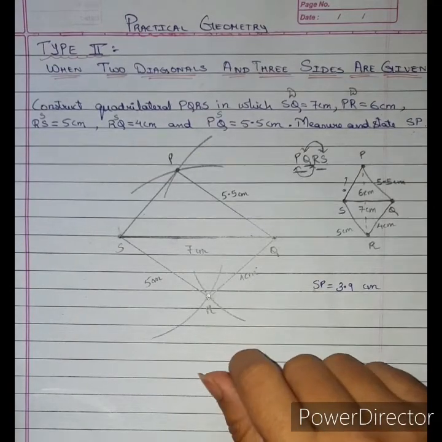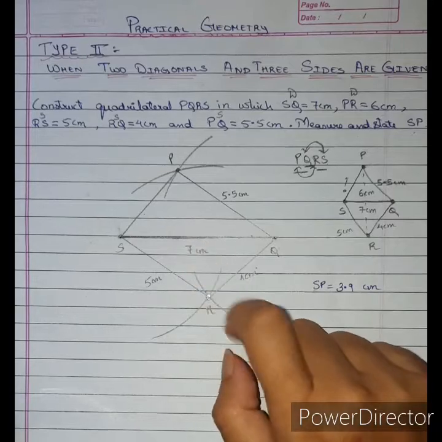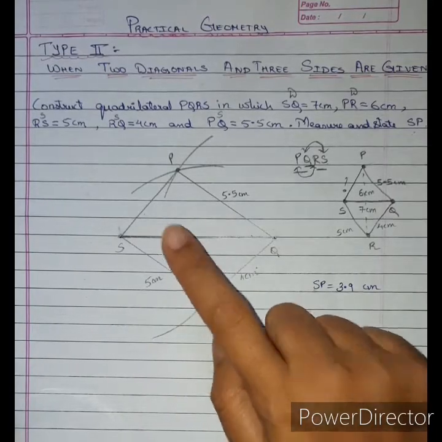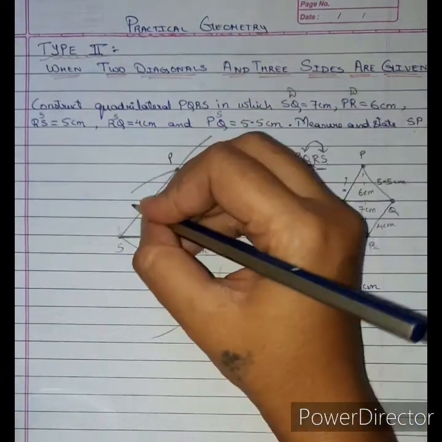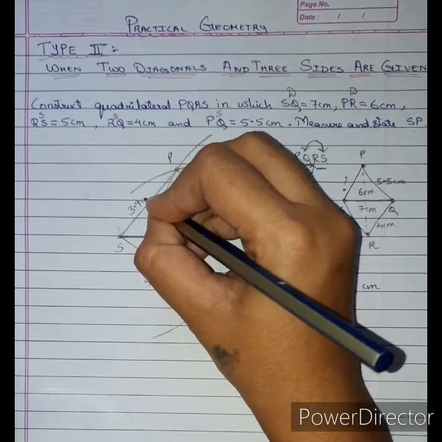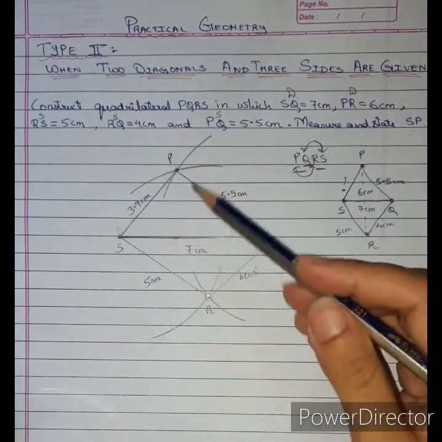So this is about type 2 construction where two diagonals are given. Based on the second diagonal, you can draw the part which is not given. Let me write that this part which was not given is now 3.9 centimeter. You don't need to draw the diagonal, we are just taking the measurement.